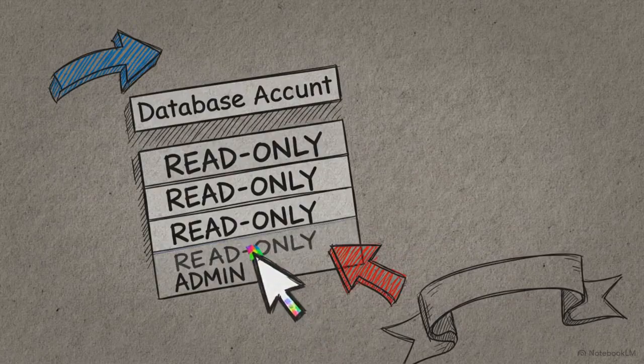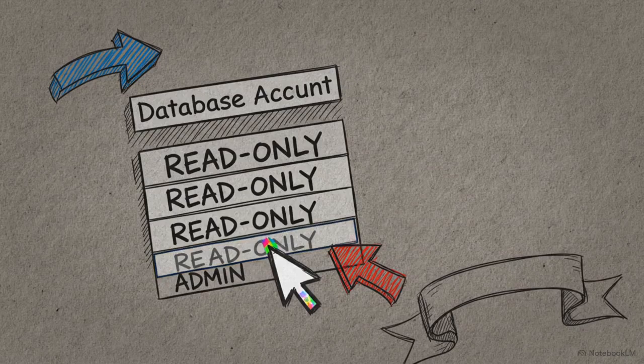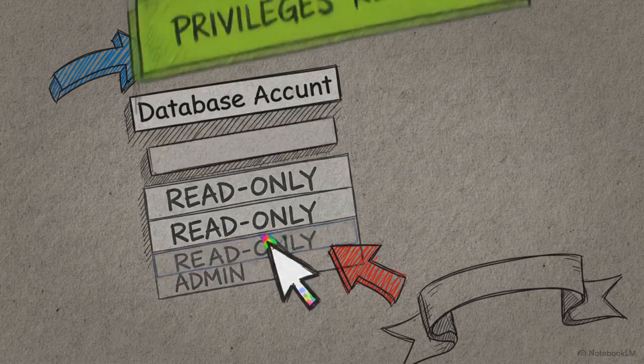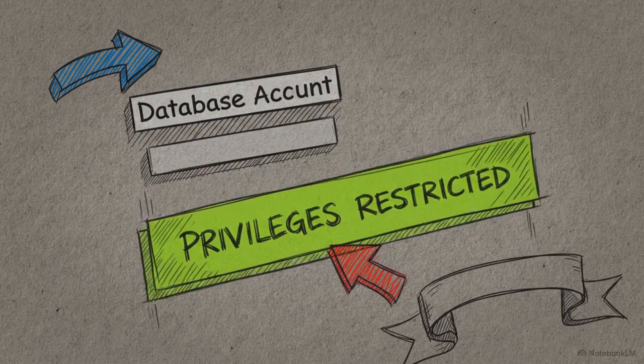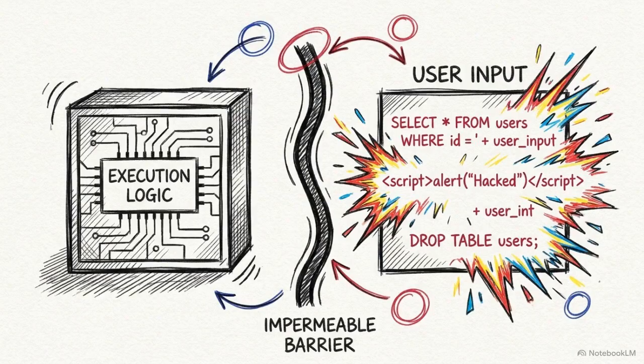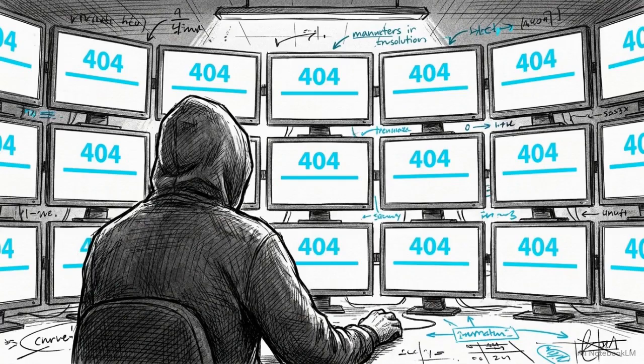The final layer of defense is the principle of least privilege. Restricting database accounts to read-only permissions limits the blast radius of secondary flaws. Architecting backend systems to structurally isolate user input from execution logic makes malicious payloads harmless. This prevents attackers from ever turning the application's response into a usable data channel.